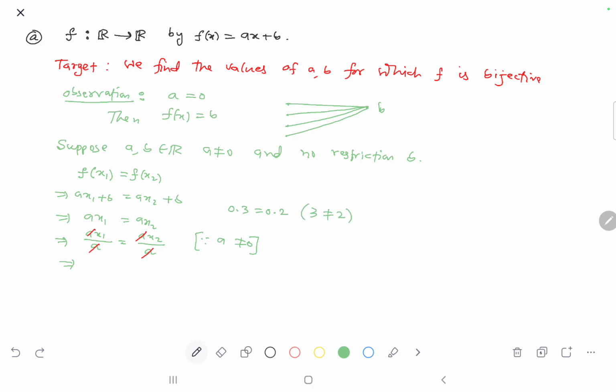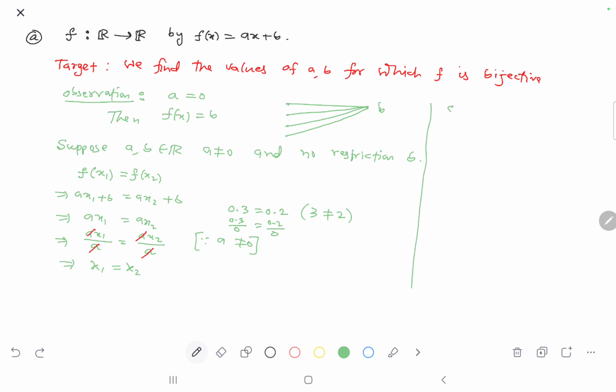Did you understand what I'm saying? If you are taking 0, then you cannot divide both sides by 0. To cancel A from both sides, we have to divide both left hand side and right hand side by A, right? And we can only divide if the divisor is non-zero. That's the important part. So we use the condition here. So x1 equal to x2. So injectiveness is done, right?